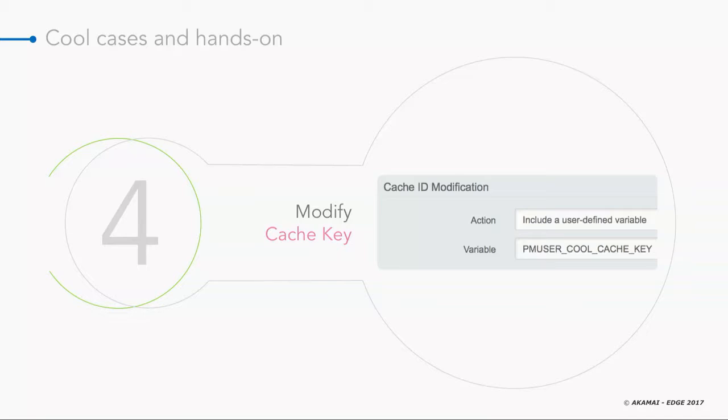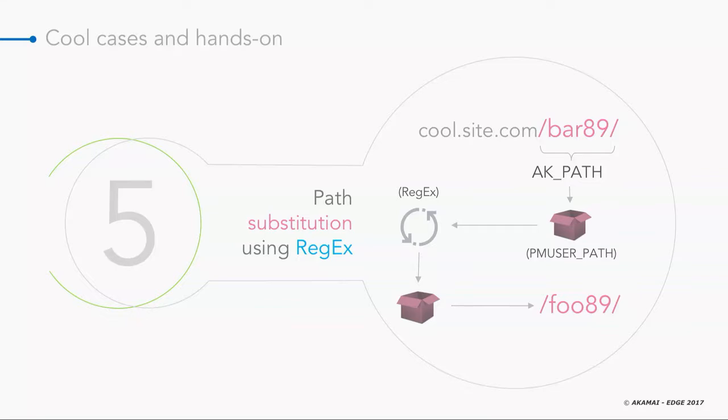Another cool case is to modify the cache key. The cache key is a unique identifier for HTTP objects. So let's say you have different devices and you want to modify that identifier based on the device, for example, a laptop, a mobile phone, or a tablet. So you can add the device on the value of the PM variable, and you can use that to modify the cache key.